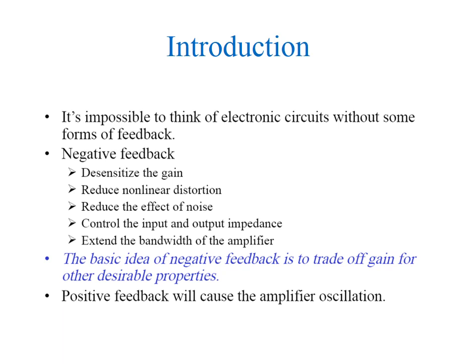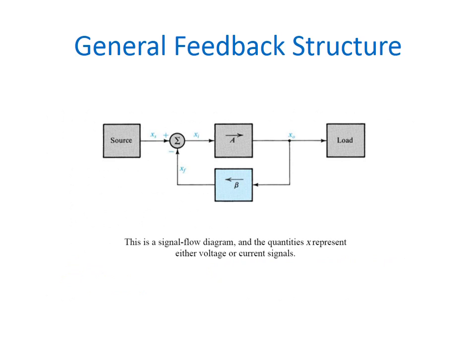So the properties of negative feedback include desensitizing the gain, reducing the non-linear distortion, reducing the effect of noise, controlling the input and output impedance, and also extending the bandwidth of the amplifier. The basic idea behind the negative feedback amplifier is to trade off gain for other desirable properties. Positive feedback is used in the place of this. This is the general feedback structure.